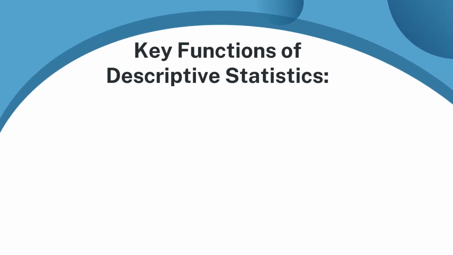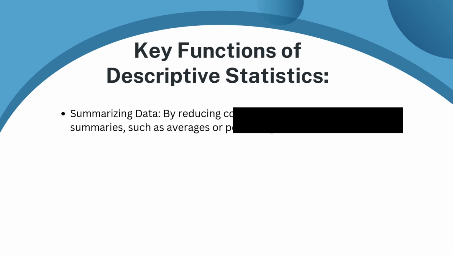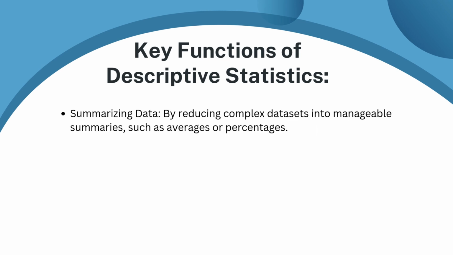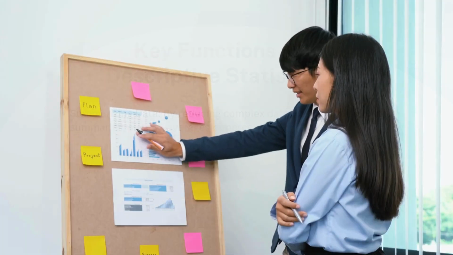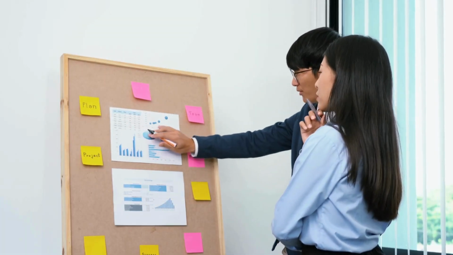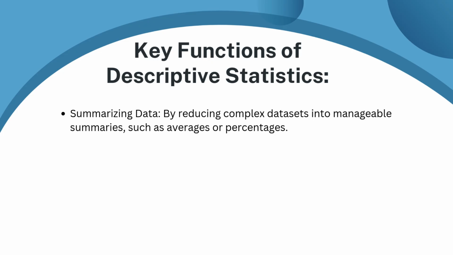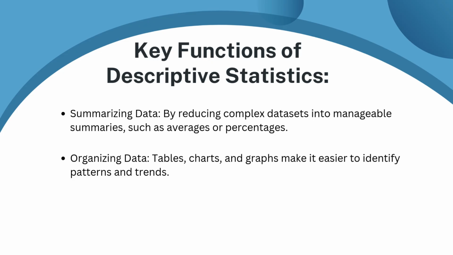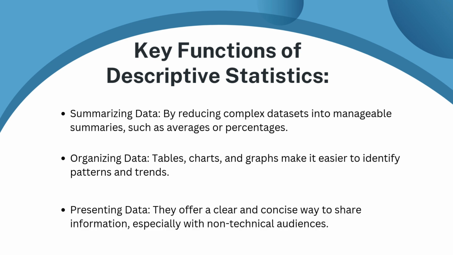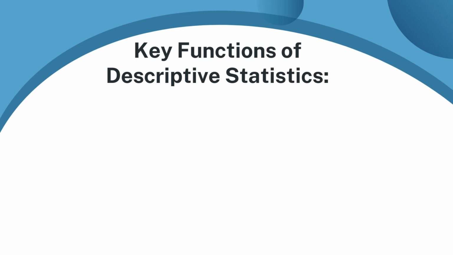1. Summarizing data. By reducing complex datasets into manageable summaries, such as averages or percentages, descriptive statistics allow you to quickly grasp the overall picture. 2. Organizing data. Tables, charts, and graphs make it easier to identify patterns and trends. 3. Presenting data. They offer a clear and concise way to share information, especially with non-technical audiences.